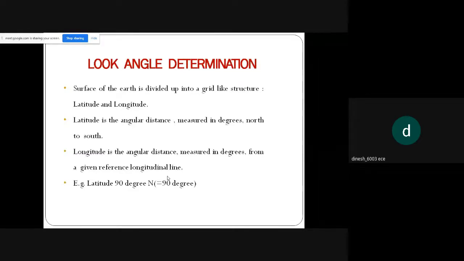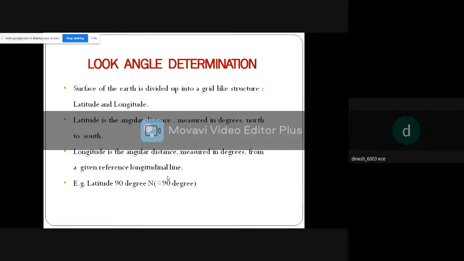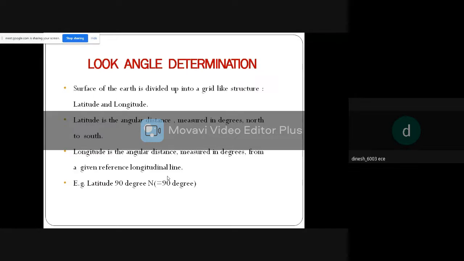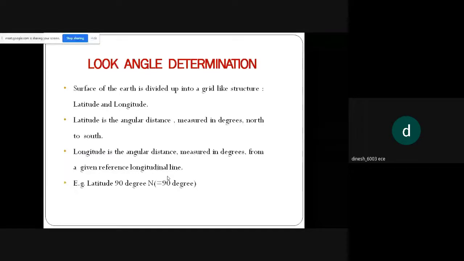And if the angular distance is measured in degrees from west to east, I forgot to type it, so typing. It is west to east, measured in degrees from a given reference longitudinal line, which gives you longitude values. For example, latitude 90 degree north is 90 degrees. So this is how look angle determination starts, with latitude and longitude.